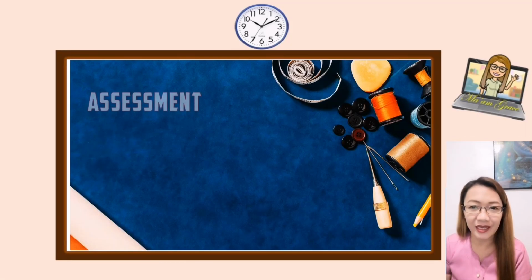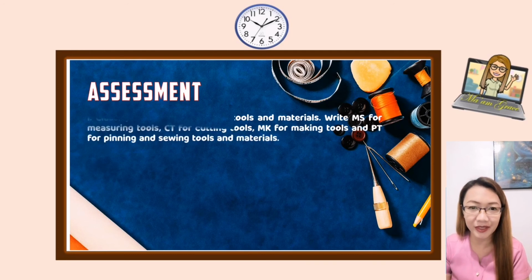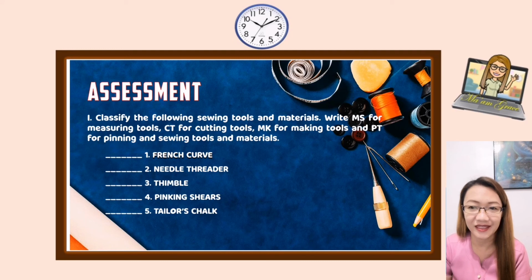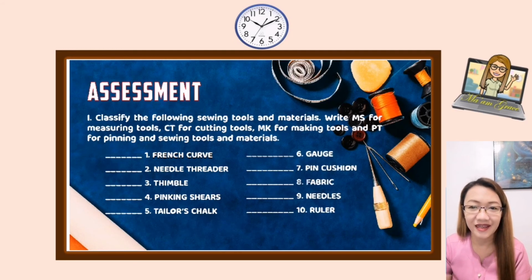Now let's try to classify the following sewing tools and materials based on their uses. Write MS for measuring tools, CT for cutting tools, MK for marking tools, and PT for pinning and sewing tools and materials. Okay, let's start with number 1. Number 1, French curve.